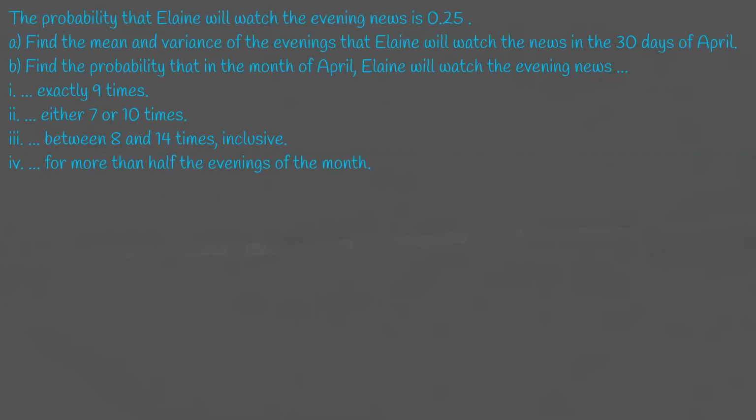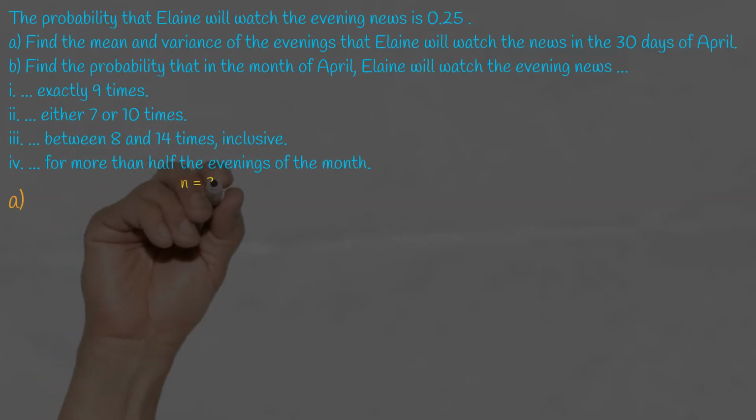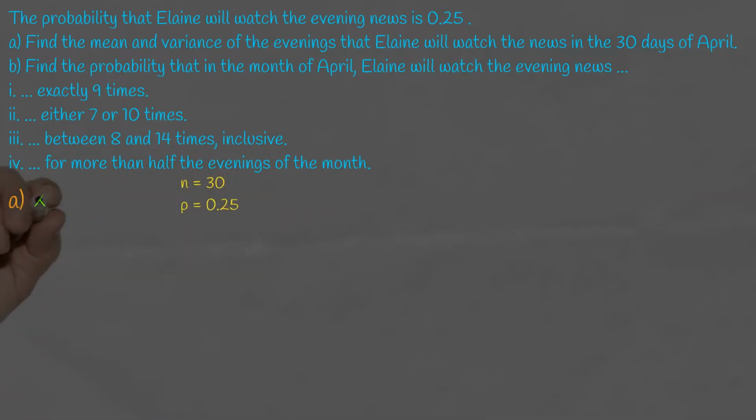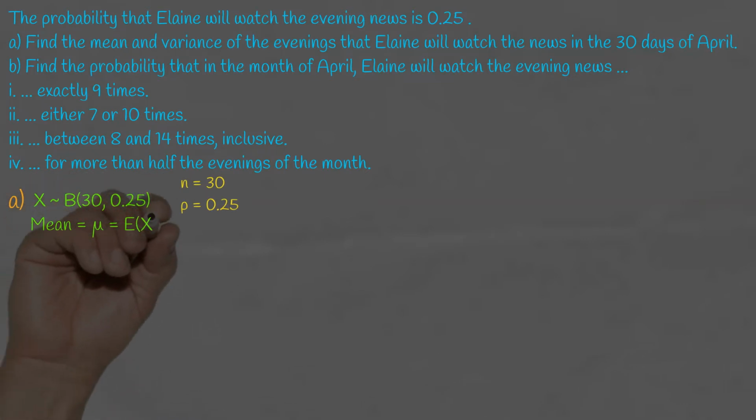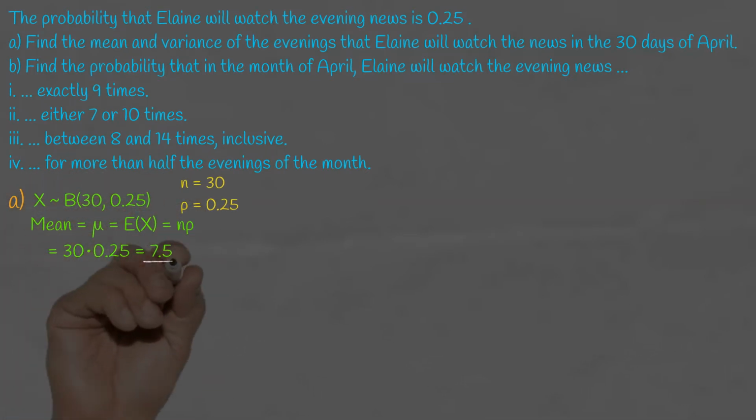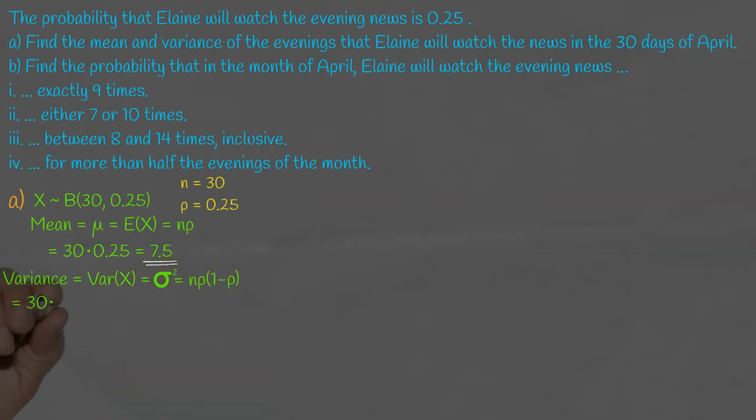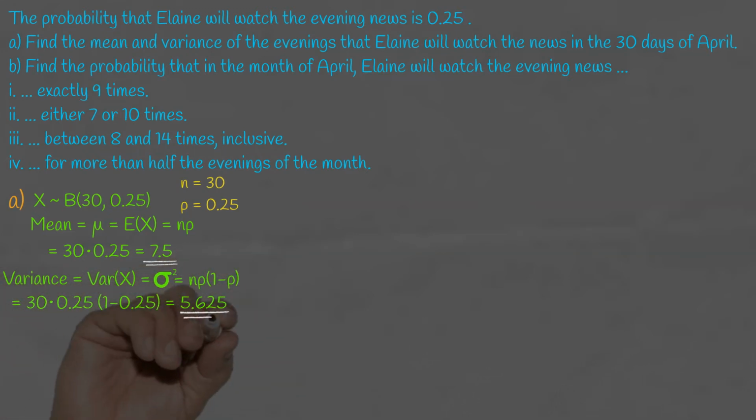And for the last question, the probability that Elaine watches the evening news is 0.25. So if we're looking at the next 30 days, n is 30 and p is 0.25. So the mean comes out at 7.5 and the variance comes out at 5.625.